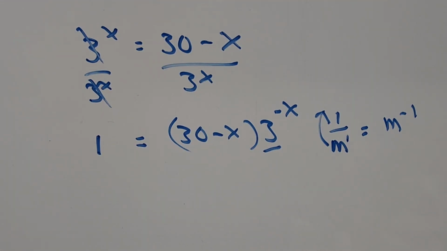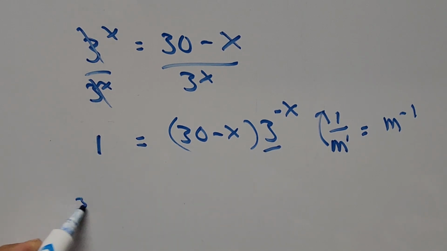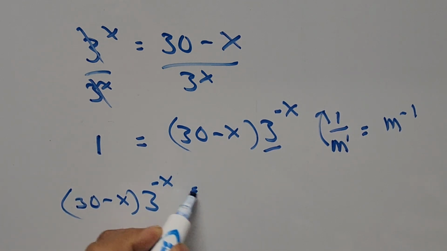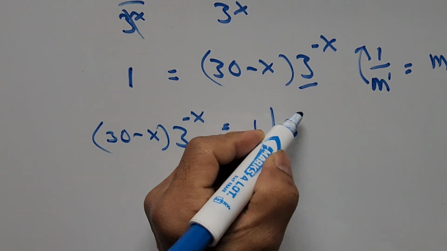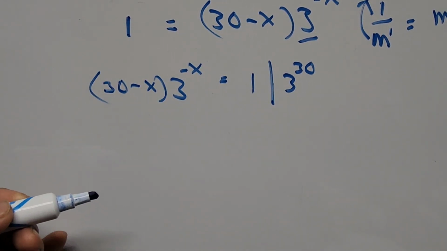So from here, let's switch the terms of the equation. So we have, on the left-hand side, 30 minus x times 3 to the power of negative x equals 1. Next step, we'll be multiplying the whole equation by 3 to the power of 30. And now you might be asking, hey, what the heck is that? We're multiplying the whole equation by 3 to the power of 30. Well, I'll explain it to you later. We'll get into that point. And so let's proceed multiplying both sides of the equation by 3 to the power of 30.